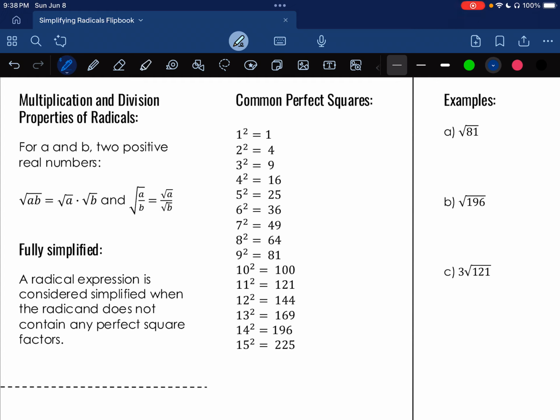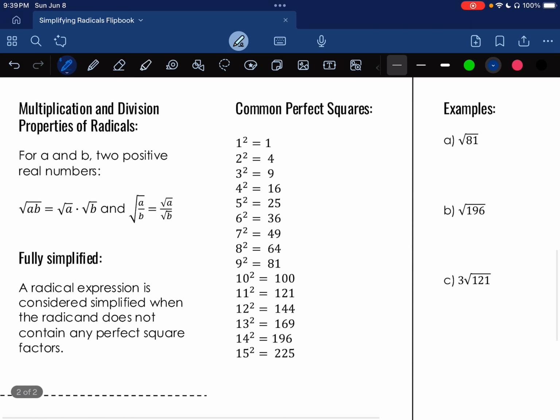And this can be really helpful for us when we are simplifying radicals, because a fully simplified radical is a radical expression where the radicand, or the thing under the radical, doesn't have any perfect square factors in it anymore. So if I can take a number and rewrite it as a perfect square times something else, then I can use these properties to help us simplify what's going on. So for your reference, I have put some common perfect squares here. We got 1 squared all the way through 15 squared.